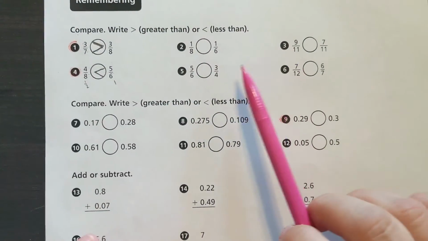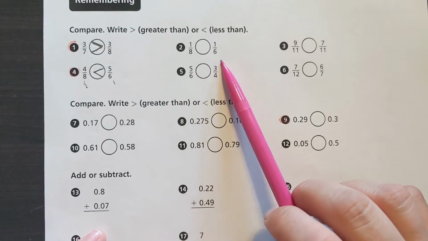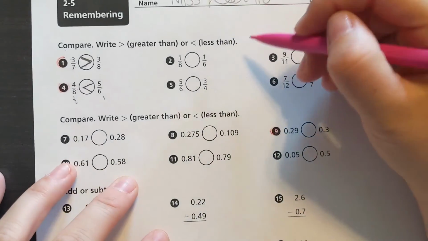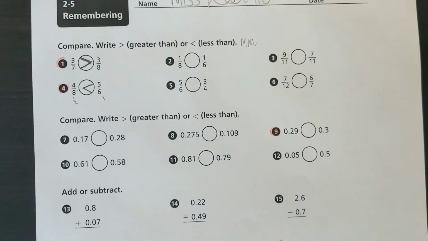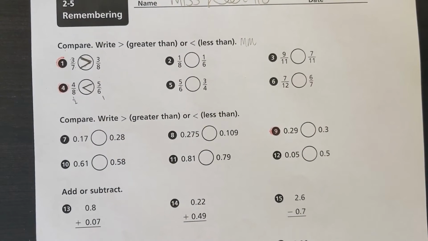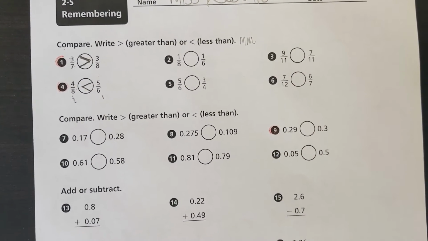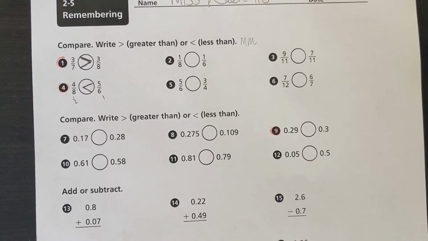So you shouldn't have to cross multiply to find your answer. These should all be mental math. If you're struggling and you don't know and you have to cross multiply, that's okay. But I would hope you could do it mental math.